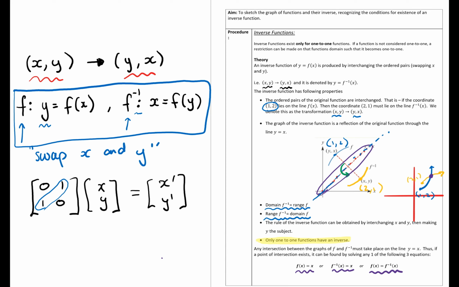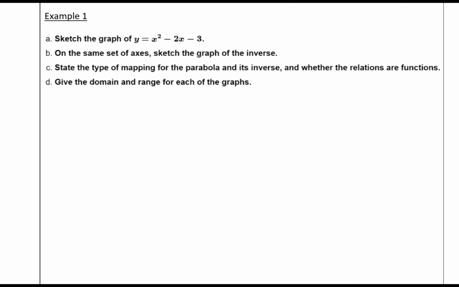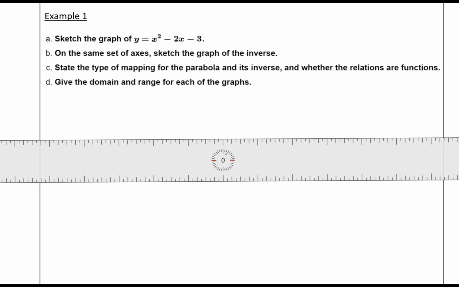If you want to find the point of intersection, you can let one graph equal x, the other graph equal x, or let them equal each other. But it's strongly recommended that you just let the graphs equal x. That's usually a much easier equation to solve. So in example 1, we're asked to sketch the graph y equals x squared minus 2x minus 3. So let's quickly have a look at how we do that now.